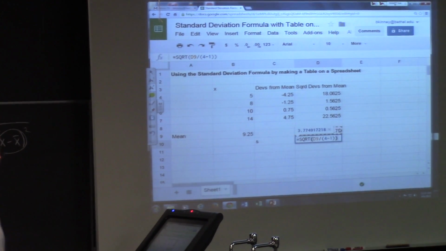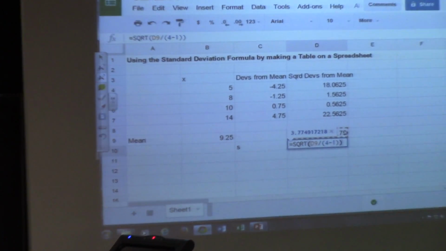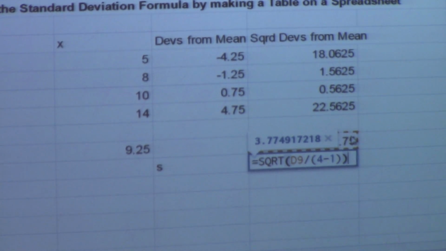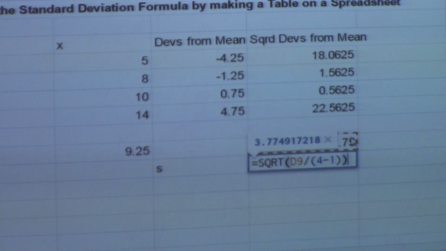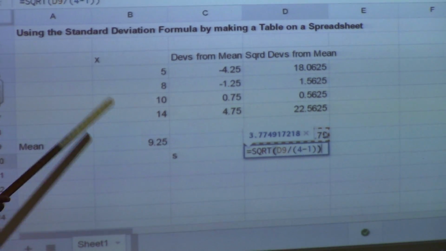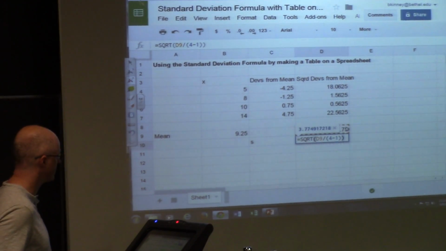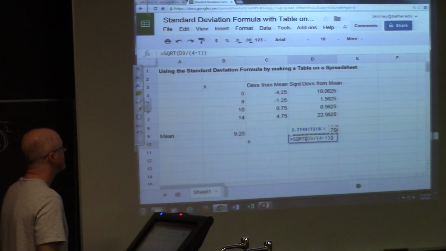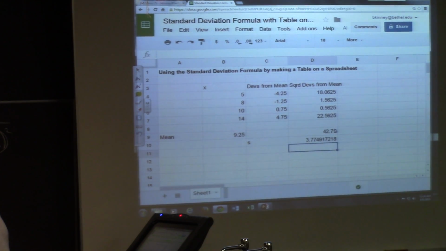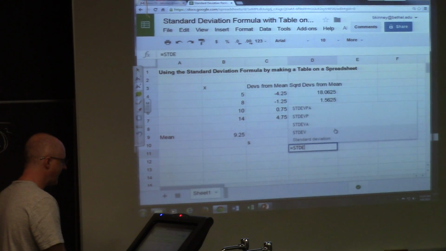Actually, if you don't know what n is, there's another function called COUNT that can be used in place of the unknown value that will count how many data values we have. But in this case, it's nice and simple. We've got 4 data values, so n is 4. We've got to divide by 4 minus 1, which is 3. The standard deviation is 3.7749 approximately. And then you can double check it with the built-in equals STDEV.